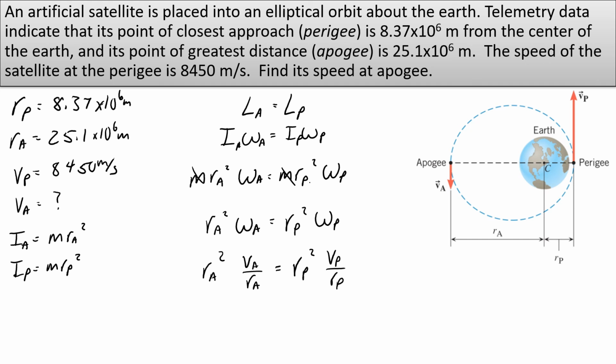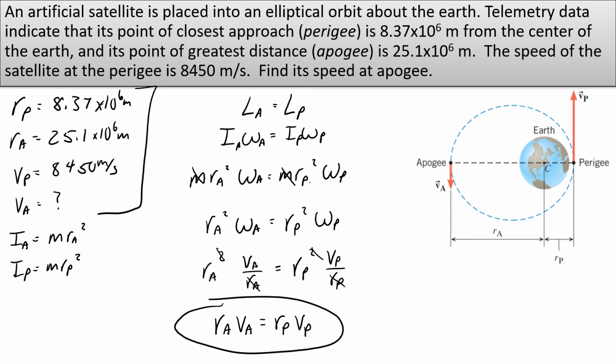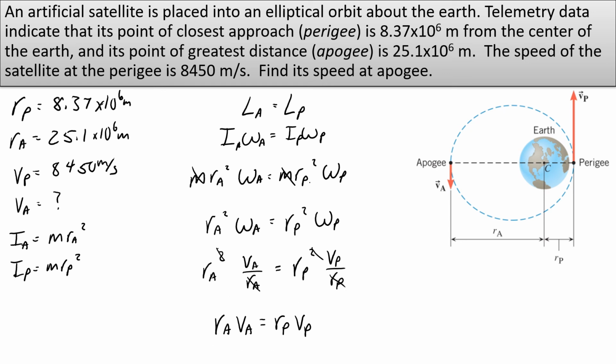Now we could cancel out some other stuff. R squared divided by a radius, you could cancel out one of those r's. And then what are you left with? RA times VA is equal to RP times VP. And look at here, one equation, one unknown. Now we're happy. At this point, the strategy is to solve for VA by dividing by RA. So VA is equal to RP VP divided by RA.